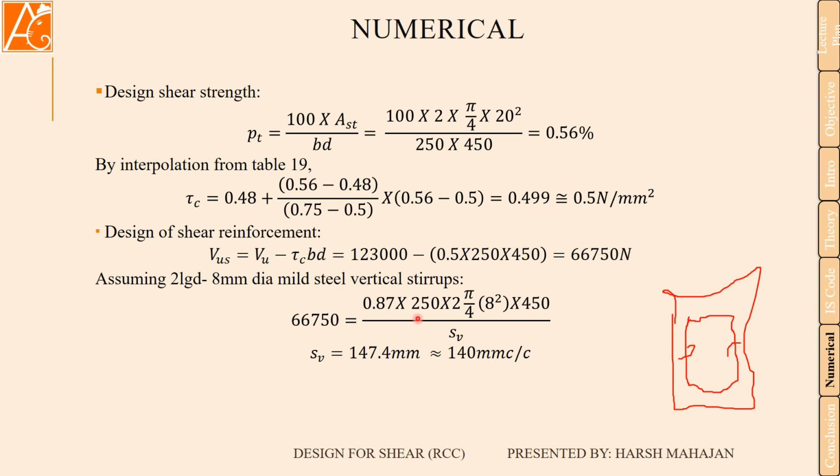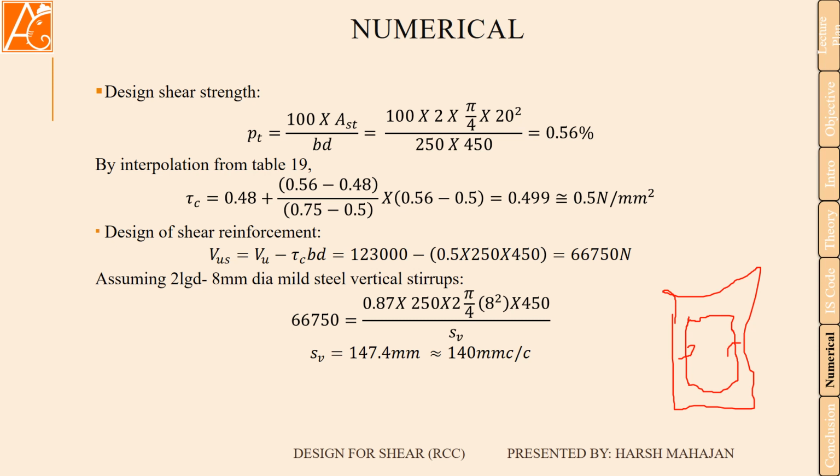So 0.87 into fy, which is 250. We are not taking 415 because the code had restricted us to a maximum of 415. I am taking mild steel, and also 6 mm or 8 mm diameter bar is usually mild steel in the market. Then multiplied by 2 into area of the shear reinforcement bar that we have provided into 450, which is the depth. By this I have found Sv equals 147.4 mm. For the sake of design we are assuming it to be 140 mm center to center.